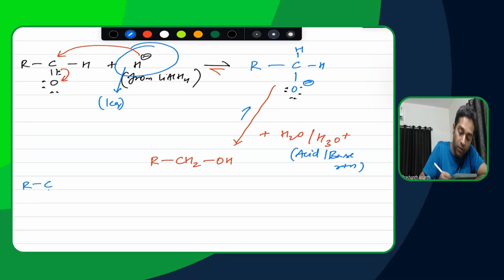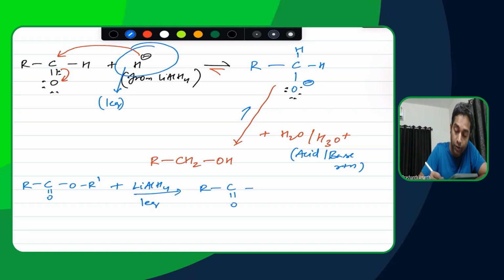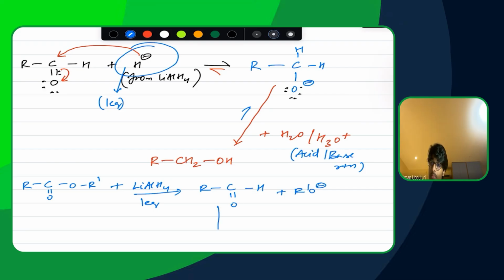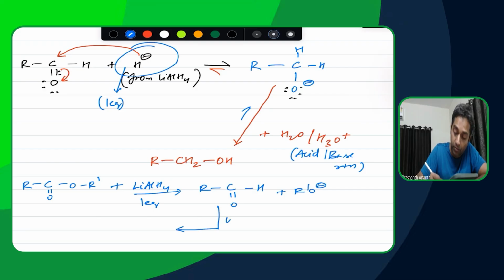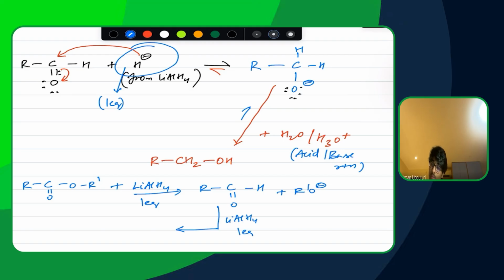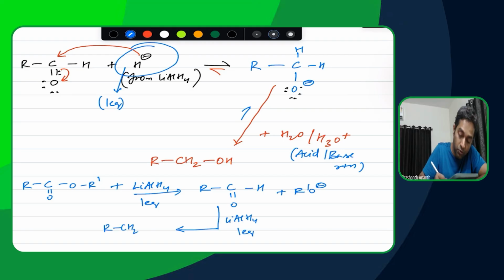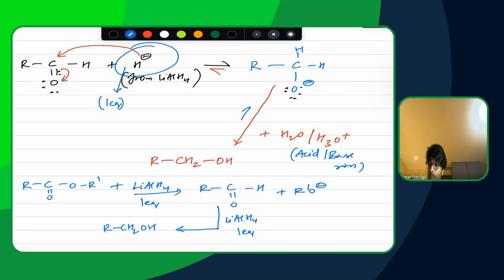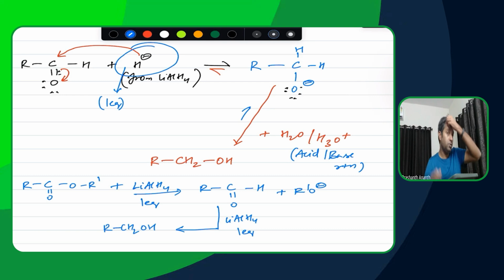So basically, if we have an ester, RC double bond O R dash, and I hit it with LiAlH4 with 1 equivalent, I will end up having the product being RC double bond OH plus R dash O minus. If I hit this with 1 more equivalent, now alcohol, then I'll be getting RCH2OH. You understand the process here? Yes, sir. Now ask your question based on what your teacher has done in school.